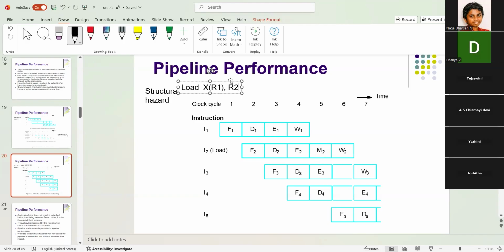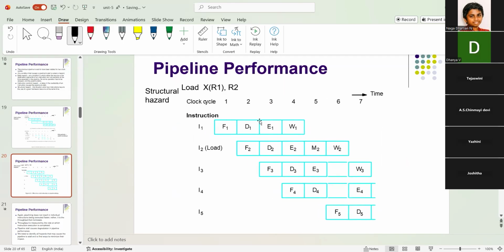Because first, this R2 is getting fetched from the memory. It has to be fetched from the memory and returned into the R2. Then only can you write your R2 value in your R1. So let's just take this M2 and W2.